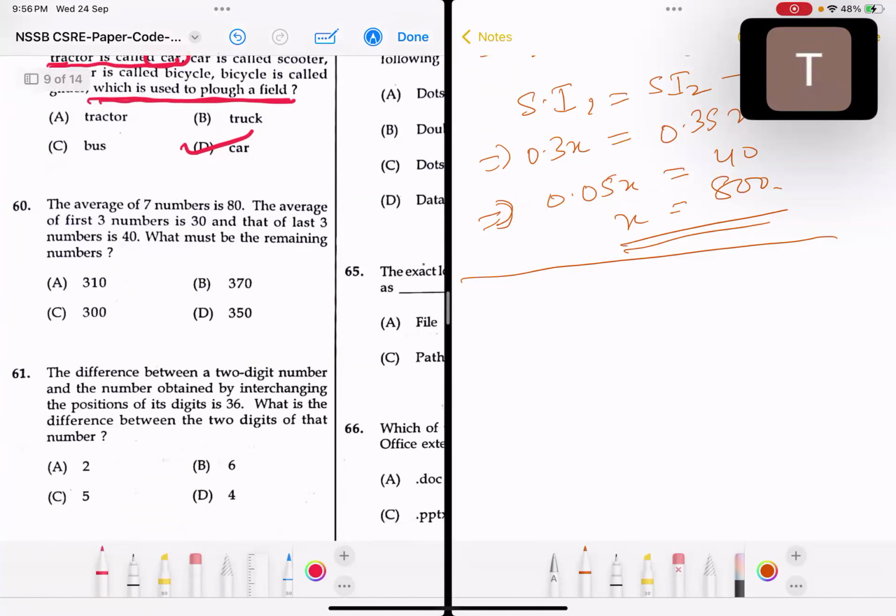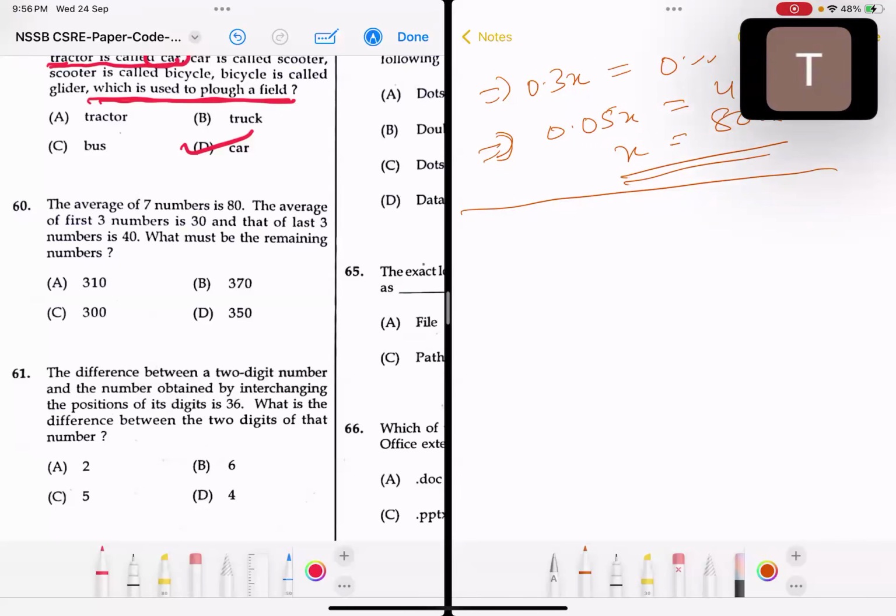Question number 60. The average of 7 numbers is 80. The average of the first 3 numbers is 30 and the last 3 numbers is 40. What must be the remaining number? Now suppose those 7 numbers are A plus B plus C plus D plus E plus F plus G. The 7 numbers divided by 7, right? Average is how much? 80.